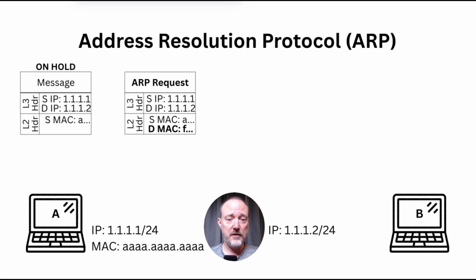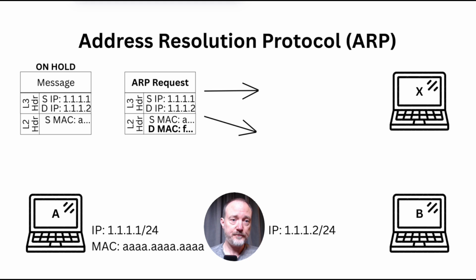Since we're part of the same broadcast domain, PCA can use a destination MAC address of all F's, and that's going to broadcast this message to everything within its layer 2 broadcast domain. So PCA sends this frame out with a destination MAC address of all F's, and it's going to be received by all devices that are in the broadcast domain.